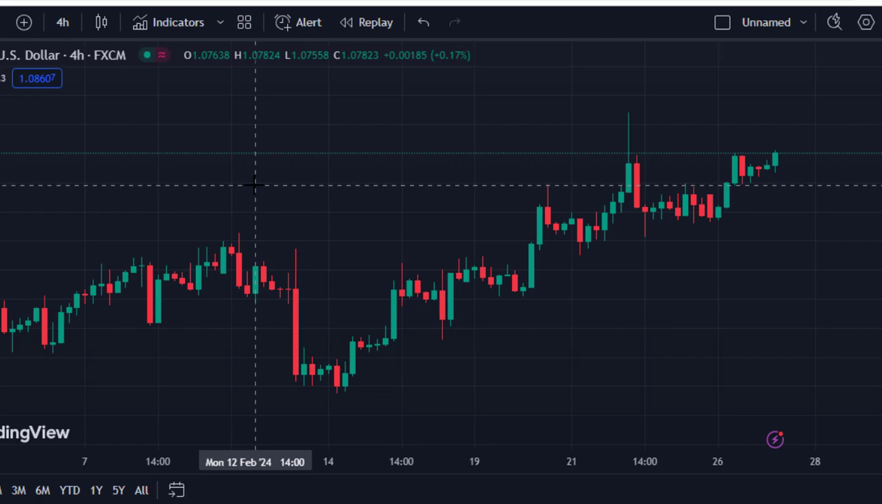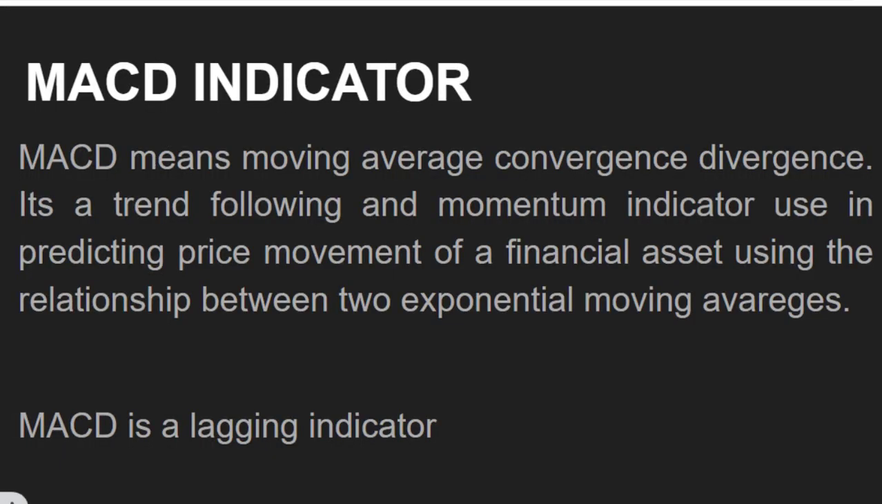In this video, I'm going to show you how to properly trade the MACD indicator. All you need to know about the MACD and how to use a simple trick to trade it excellently. So watch this very video to the end.